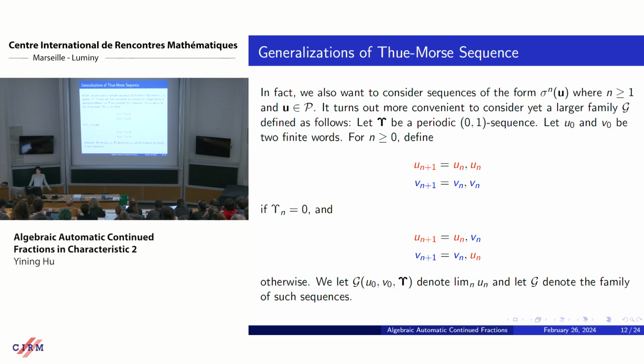The Thue-Morse sequence is defined by U0 and V0 equal to, U0 is 0, V0 is 1, and epsilon for the Thue-Morse sequence is all 1. Okay, so now we found the two families of sequences that are good.